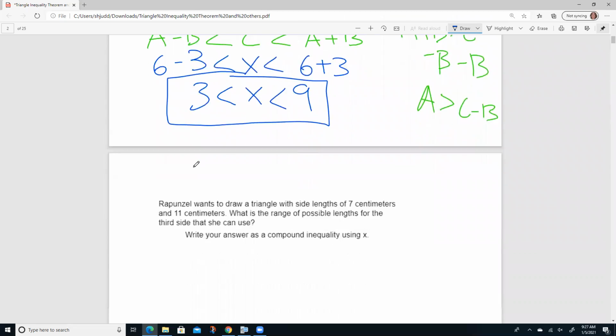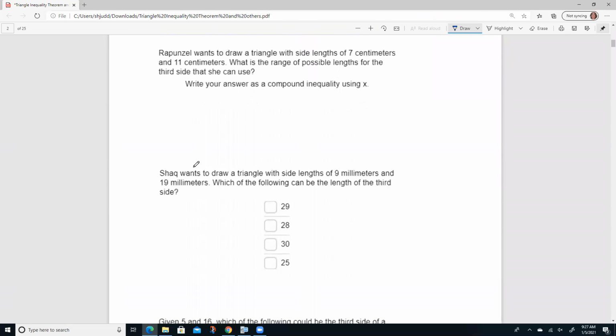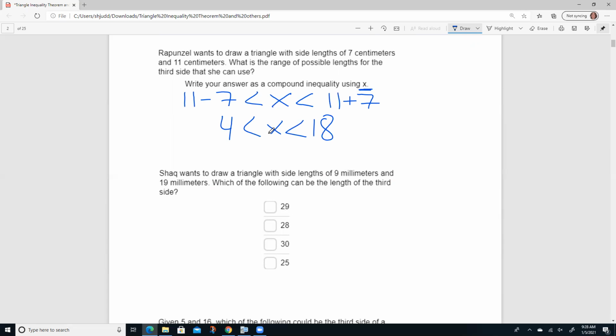Let's try that again. Rapunzel wants to draw a triangle with side lengths of 7 centimeters and 11 centimeters. What is the range of possible side lengths for the third side that she can use? Okay, so we'll have 11 minus 7, less than X, because they're telling us to use X, less than 11 plus 7. 11 minus 7 is 4, less than X, strictly less than 11 plus 7, which is 18.